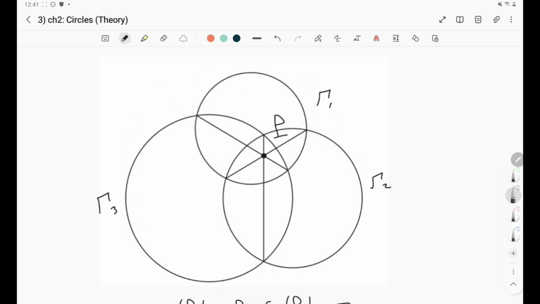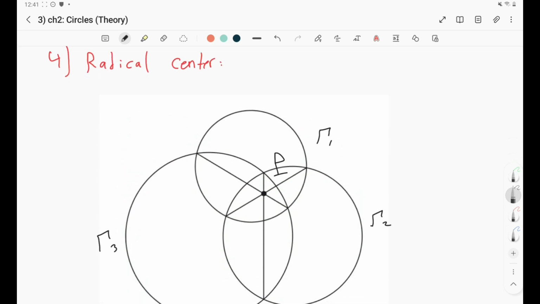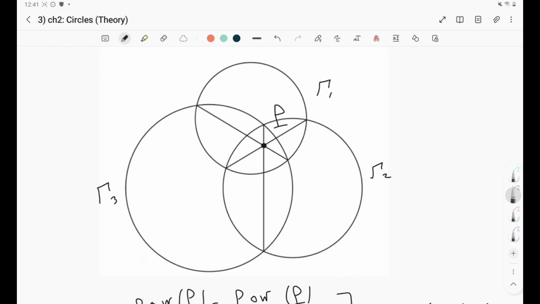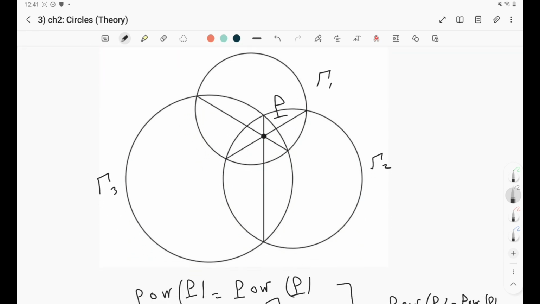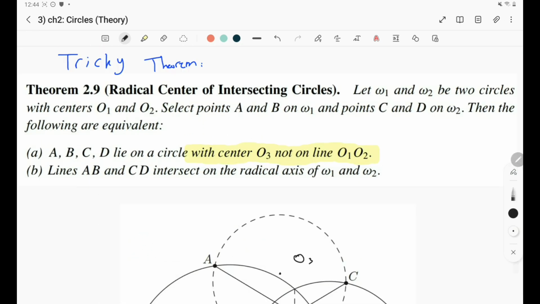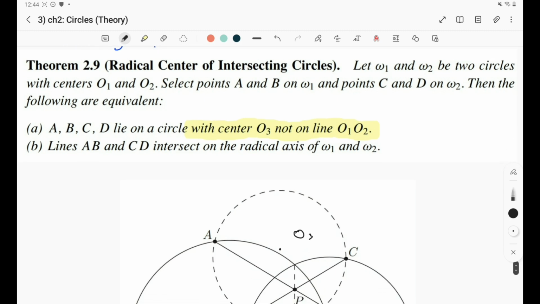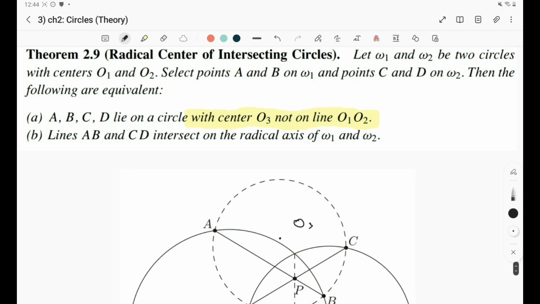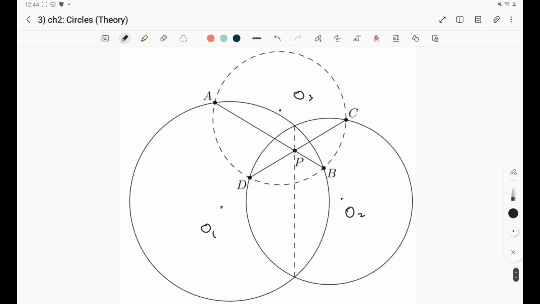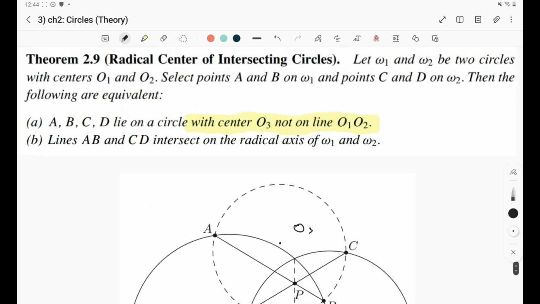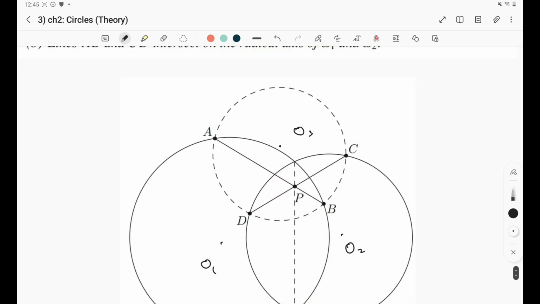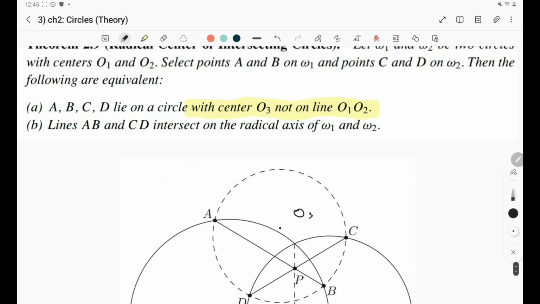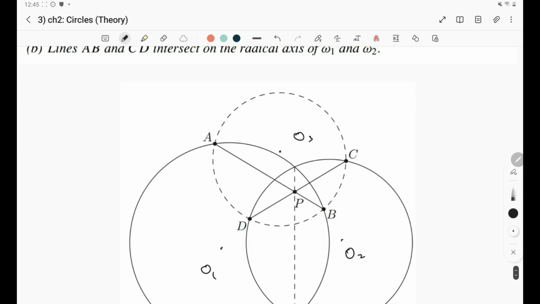Now actually we'll be discussing one theorem that has this kind of problematic case. Alright, so this tricky theorem is the following. Let's say we have two circles. The first one has center O1, the second one center O2, as you can see here in this diagram. Then we took 2 points, A and B, on the first one. You can see here, A and B, in the first circle, gamma 1, and C and D on the second circle, here and here, in gamma 2.